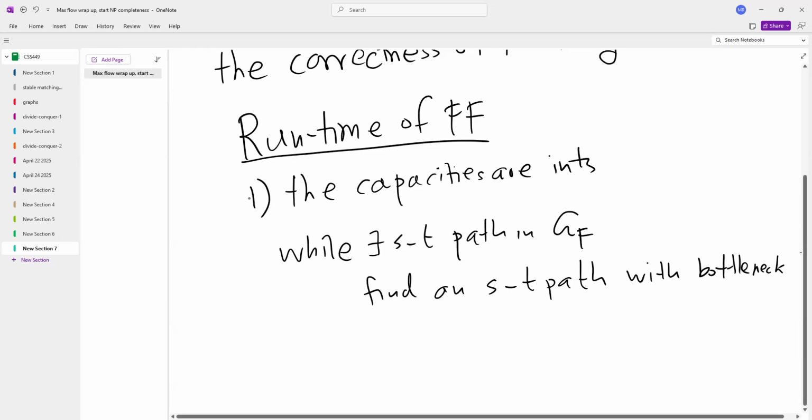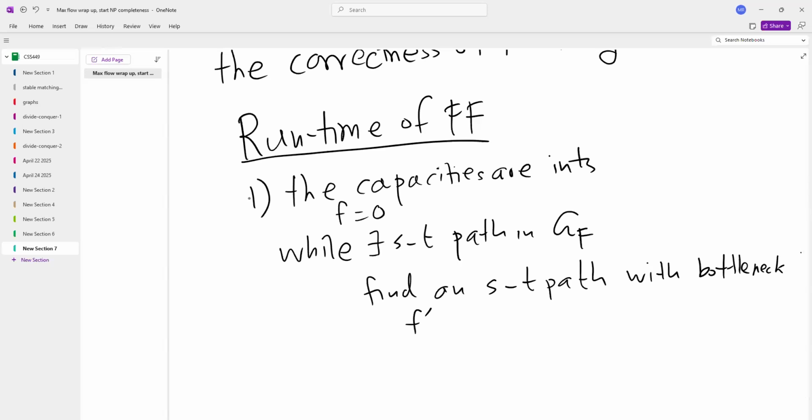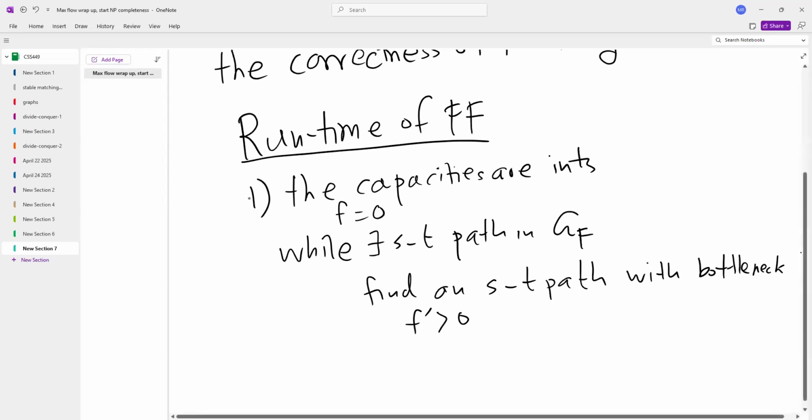So we assume that initially the flow is 0 with bottleneck capacity f prime. What does that mean? That means I found a path, I checked the remaining residual capacity of every edge in that path and found the minimum. If the minimum is greater than 0, that means I can still send some flow, right? So that means this value f prime has to be greater than 0, and then we do f equal to f plus 1.